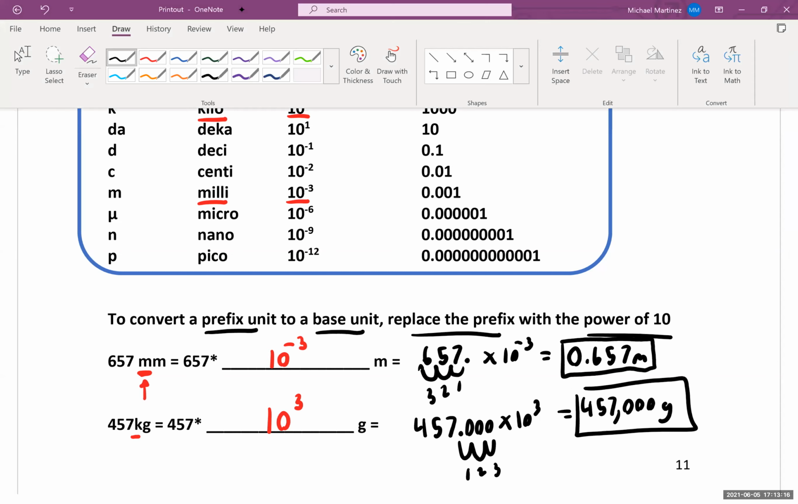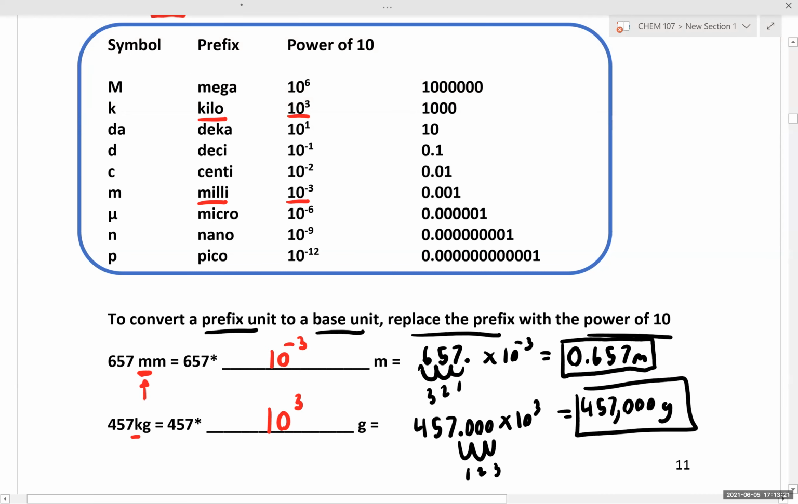Now, this is a shortcut. What we're going to talk about next are more thorough ways of converting between units in the metric system and eventually performing English to metric conversions.